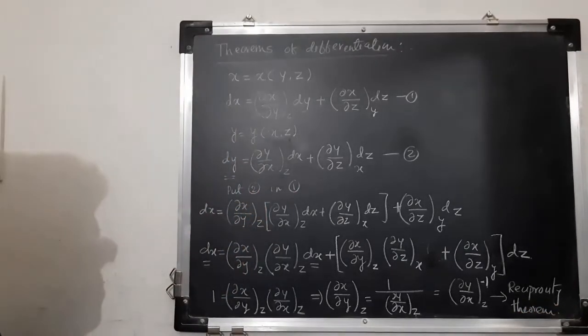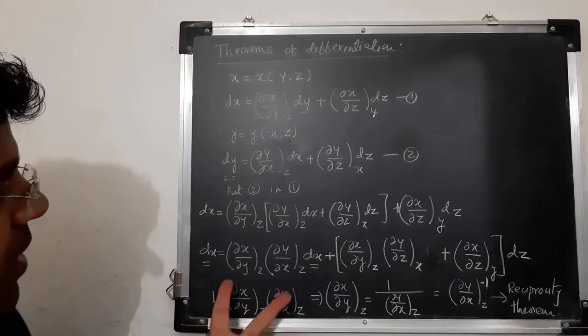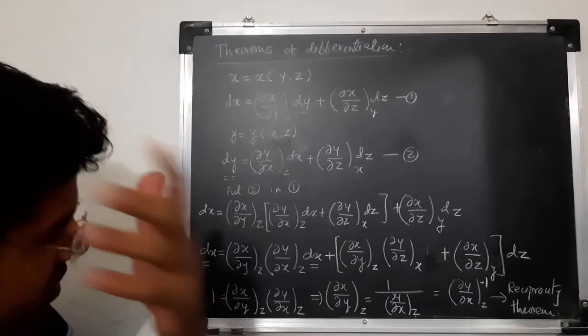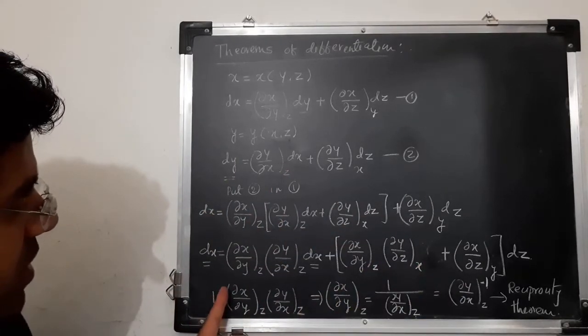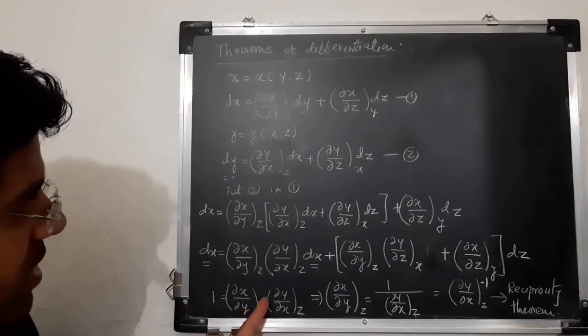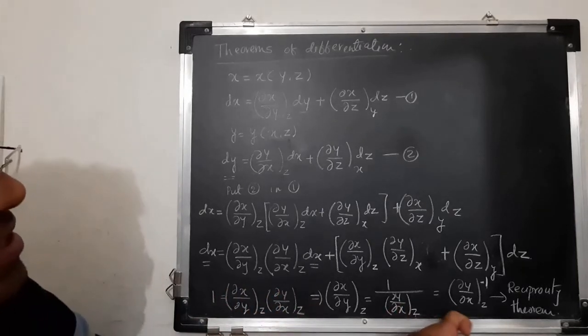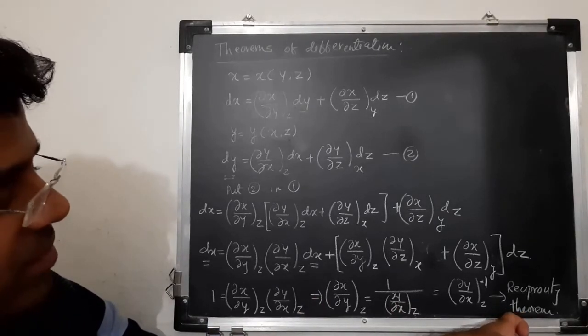Okay, so this is very simple. We have just compared the dx term over here. dz is 0 at that time, and I will get 1 equal to ∂x/∂y, z is constant, times ∂y/∂x, z is constant, and I will get this reciprocity theorem. This is the first theorem.